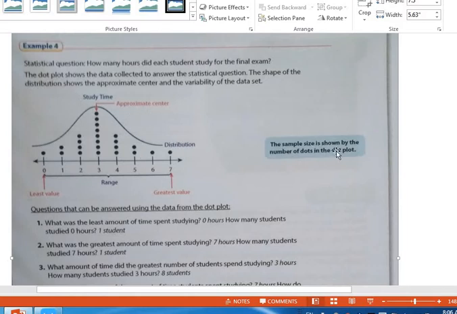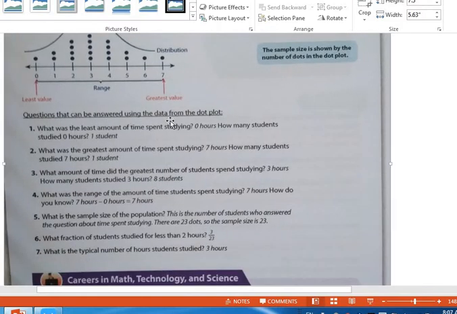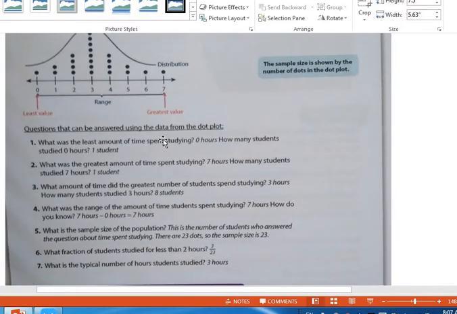The sample size is shown by the number of dots in the dot plot. So I have least value and greatest value. Least value here, it starts with the least, and here the greatest value, and here the range, the range in between them. Questions can be answered using the data from the dot plot.